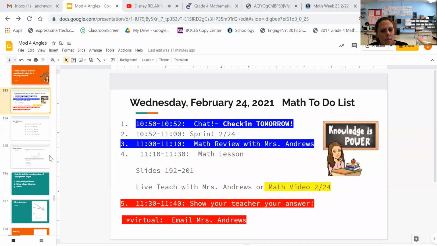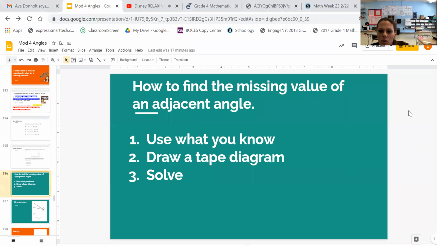All right, friends, just a reminder that tomorrow you have a check-in. You'll be assessed on constructing or building angles using a protractor to measure angles, some basic knowledge about angles in general, and missing adjacent angles, like we're doing again today. So let's go over those steps that we've been doing.